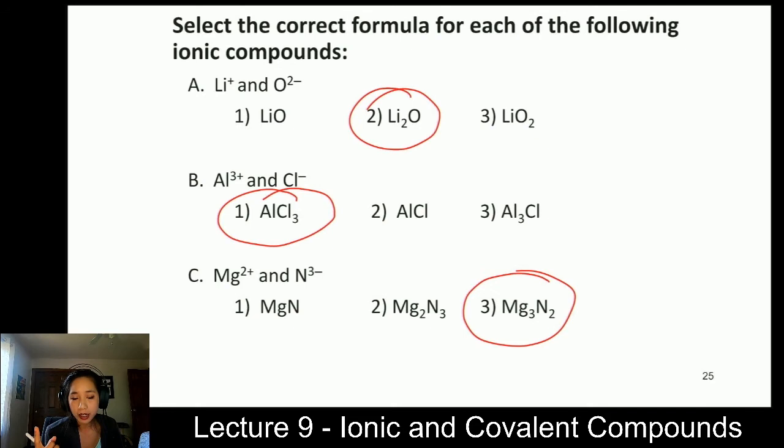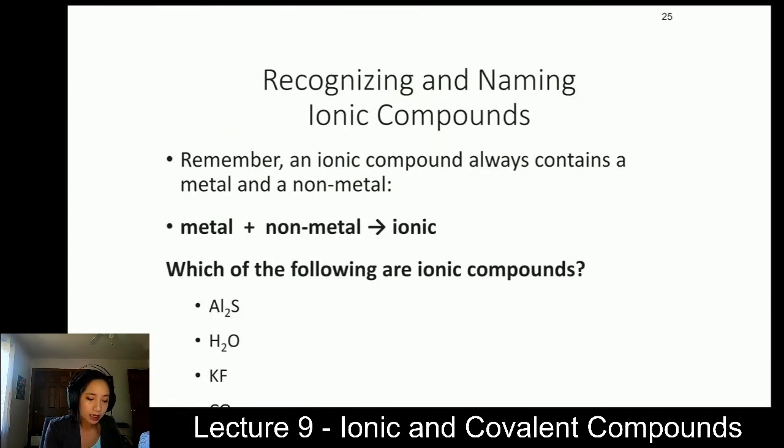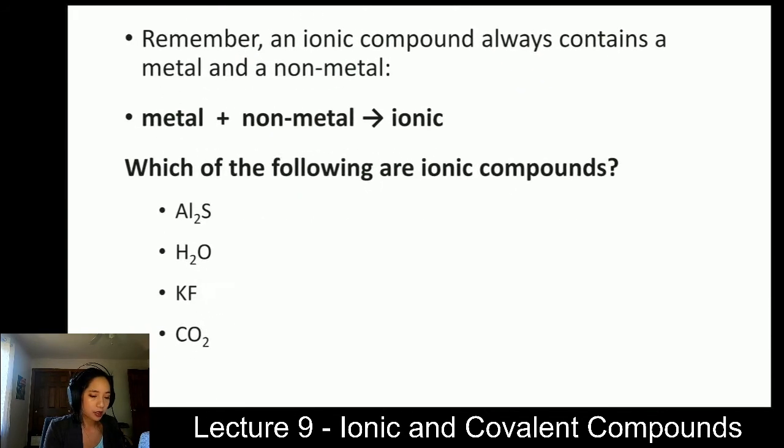First, is it ionic? Then predict the charge, then combine it to make a neutral compound. So let's make sure that we can recognize ionic compounds, because this will help us with naming, because the rules for naming ionic compounds are different than for covalent compounds.